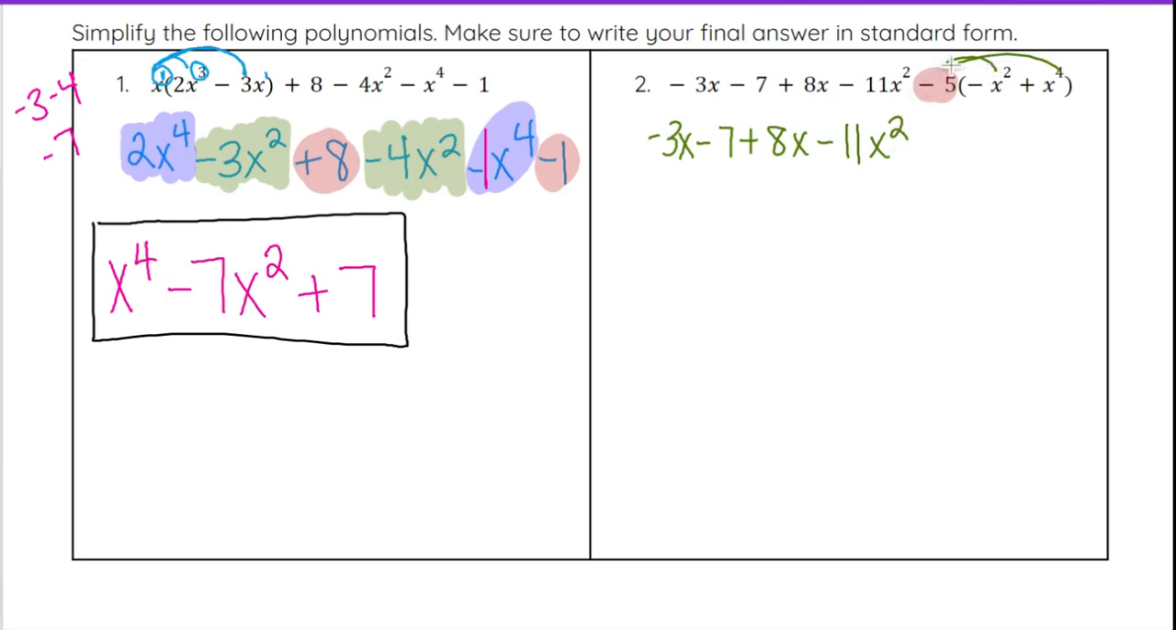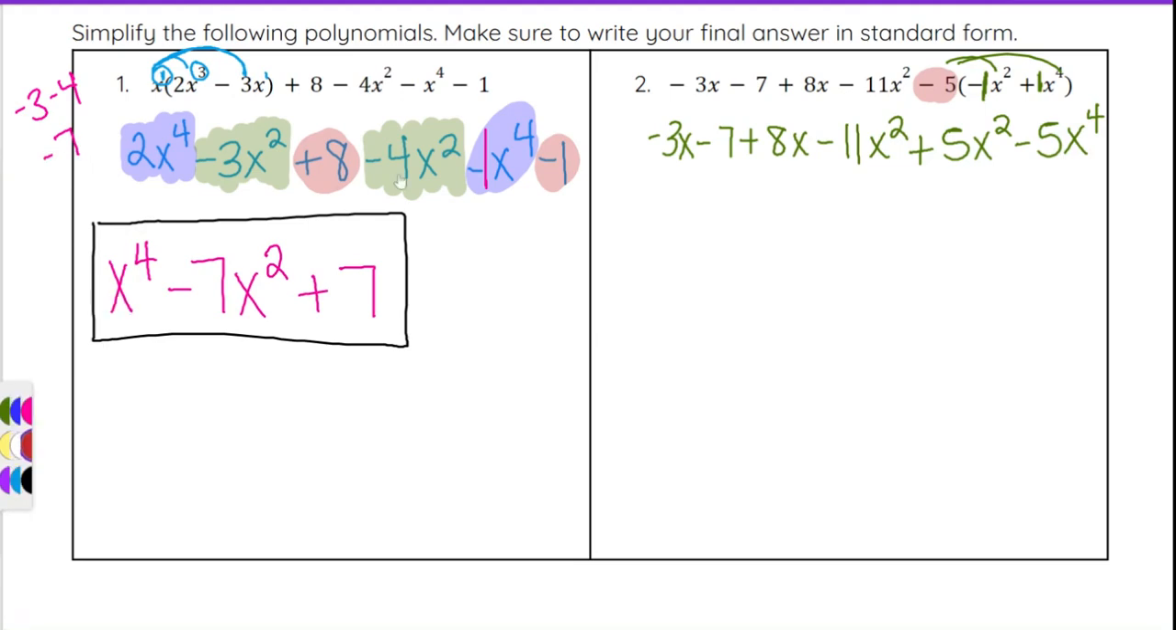So negative 5 times negative 1x squared is going to be a positive 5x squared, because a negative times a negative is positive, and 5 times 1 is 5, and then we have x squared on there. Negative 5 times x to the fourth, this is like a 1x to the fourth. Negative 5 times 1 is negative 5, and then we still have x to the fourth. So that's going to be that term when we distribute.